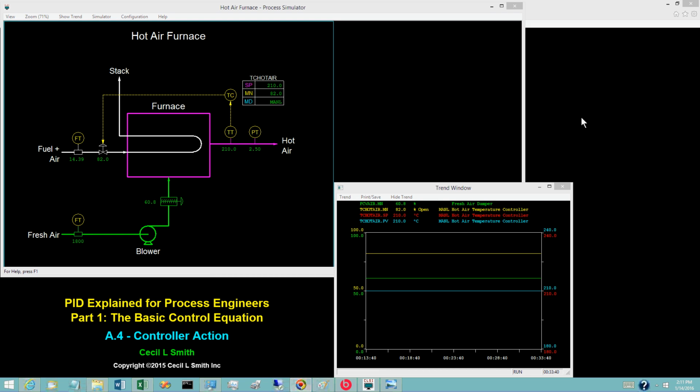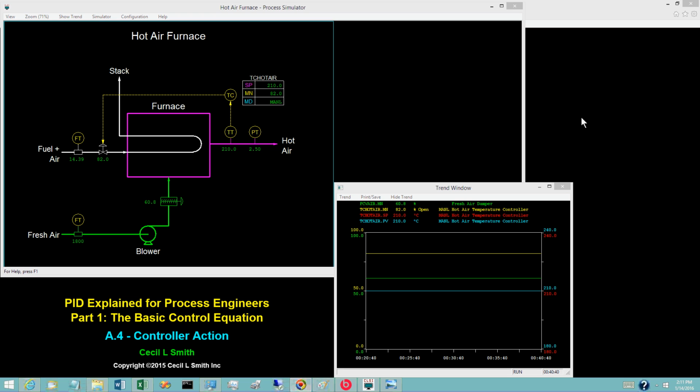An important configuration parameter for a PID block is the controller action, the options being direct and reverse. This video presents the definition of controller action as used in the process industries and follows with examples for both options.